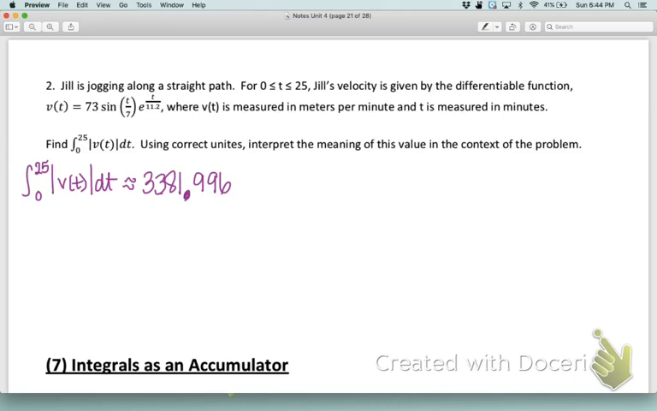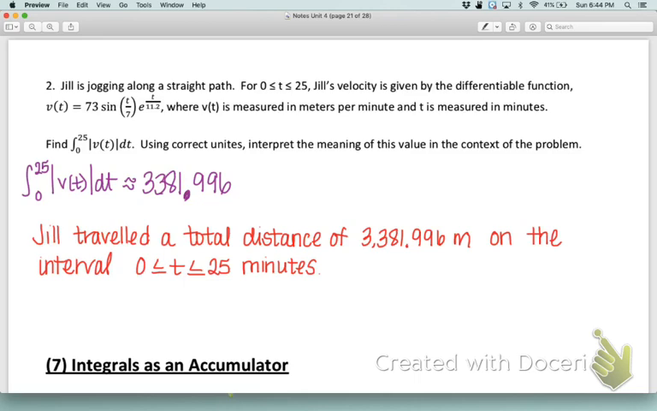Okay, so again, we want to interpret this. This is an integral, so that means we're going over a time interval. It's an absolute value, which means it's a total distance traveled. Our distance is in meters. Remember, the integral of a rate is an amount, so it's no longer a rate. Velocity was a rate. When we integrate now, we're talking position function. And then our time is also measured in minutes. So here's the sentence that I would write.